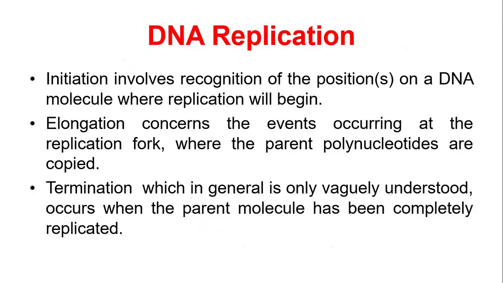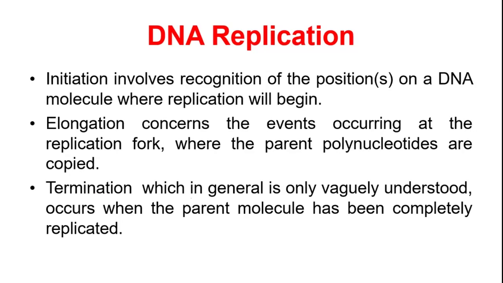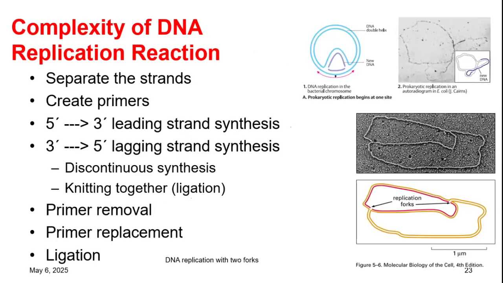So the process of DNA replication involves recognition of the position of the DNA molecule. First of all, the idea of the origin of replication, because that is where the molecule reproduction will actually begin. Then there is elongation, which concerns the event occurring at the replication fork, where the parent nucleotides are copied. Then when this process begins and is elongating, it has to stop somewhere. That is what we call termination, which is generally the only vaguely understood process among the three, when the parent molecule has been completely reproduced.